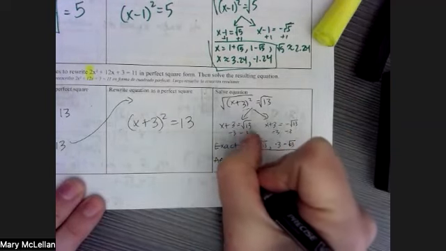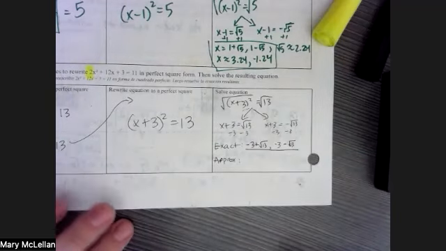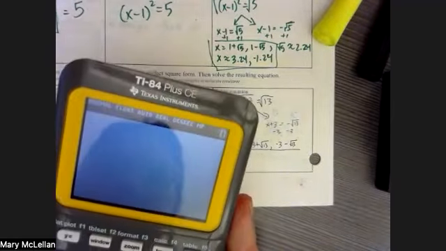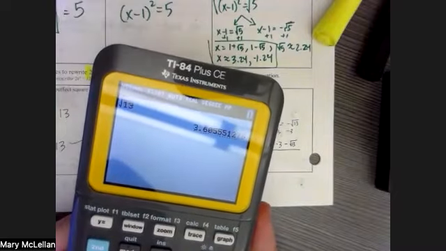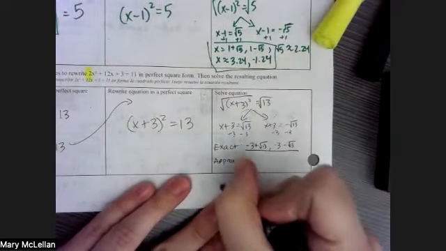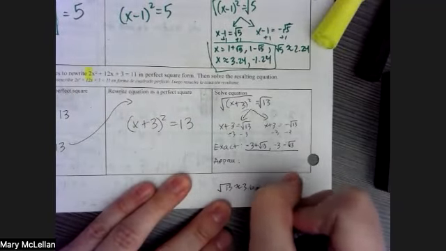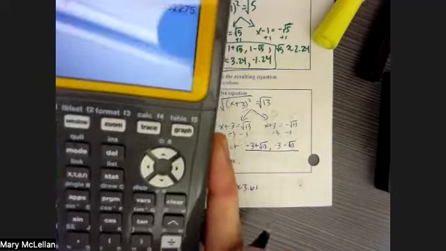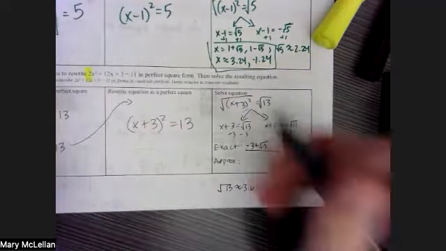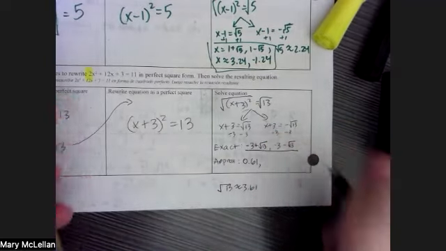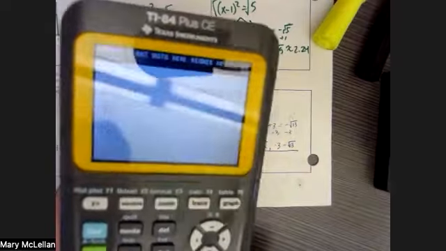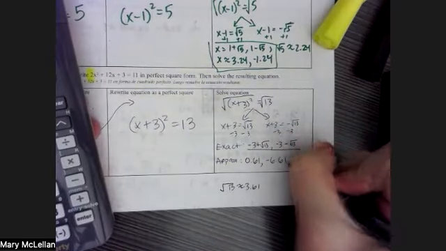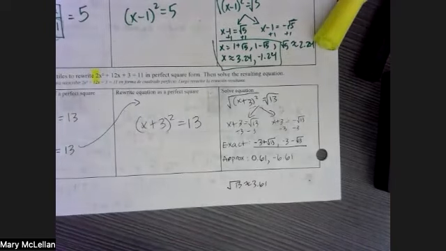For my approximate solutions, I will have to figure out the square root of 13. So I take 13. I get about 3.61. And I take negative 3 and I add that value, which gets me 0.61. And I take negative 3 and I subtract that value, which gets me negative 6.61. I have my exact and approximate solutions.